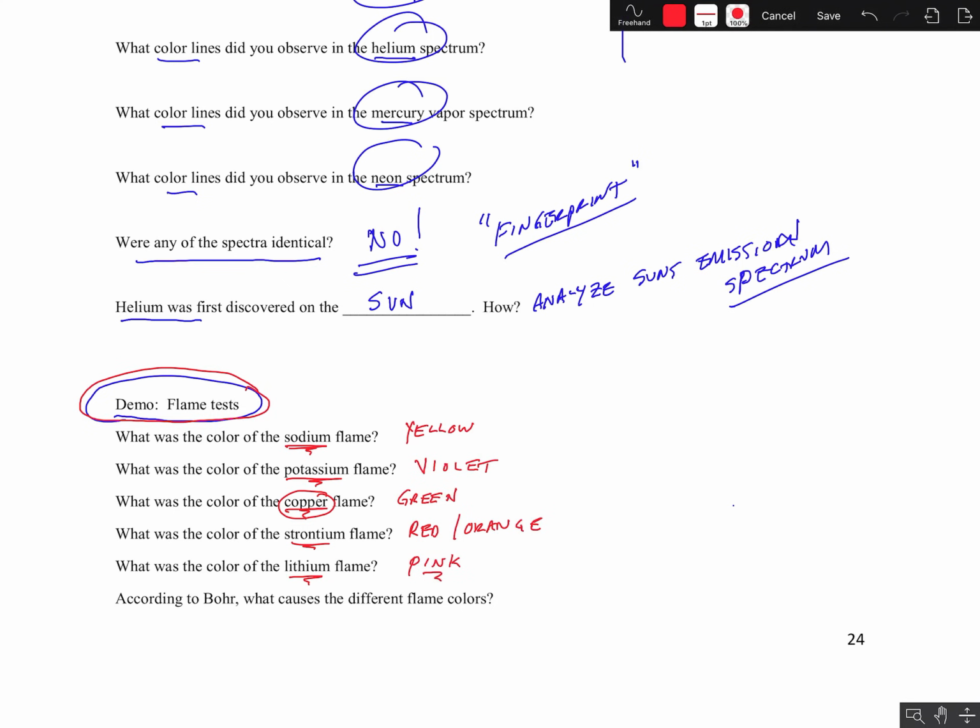Well, according to Bohr, what caused those different flame colors? That's right, it was electrons moving from high to low energy levels. And when they fall from high to low energy levels, they give off energy in the form of visible light of different colors. So pretty interesting. Hopefully you guys enjoyed that demonstration.